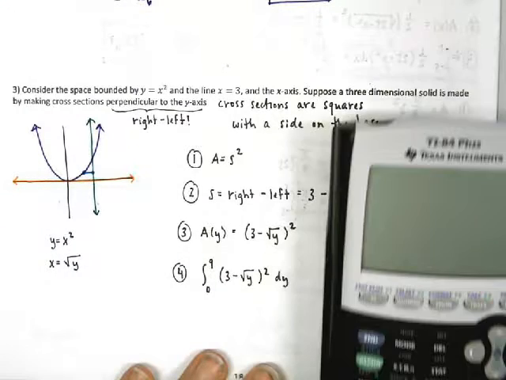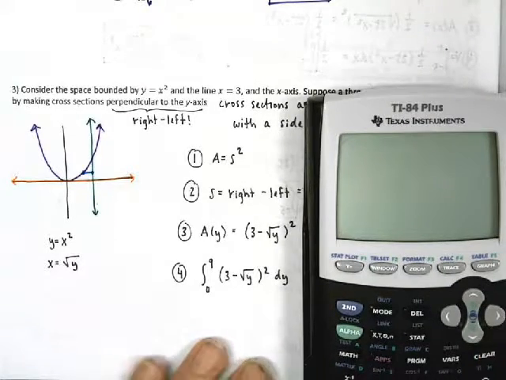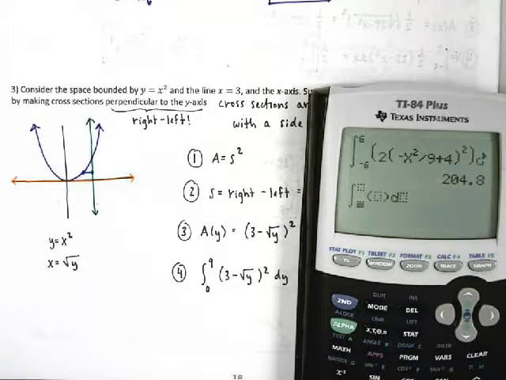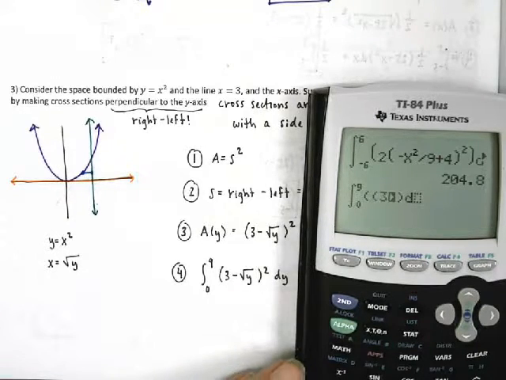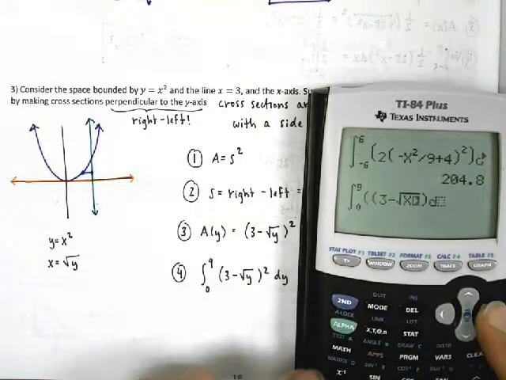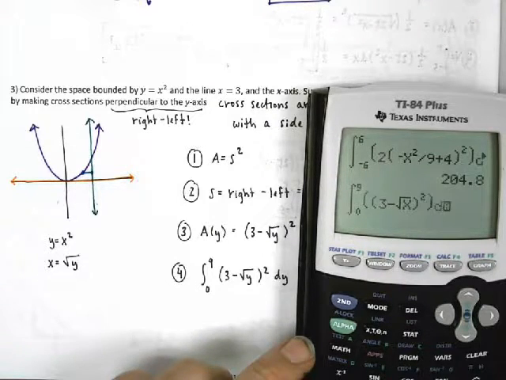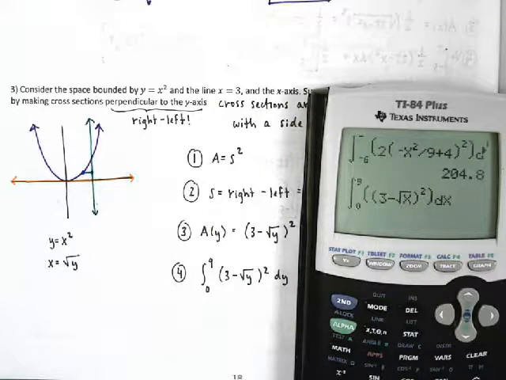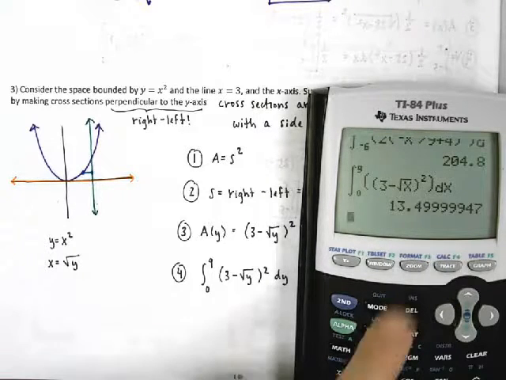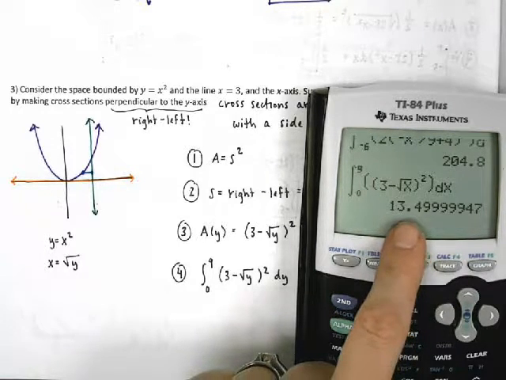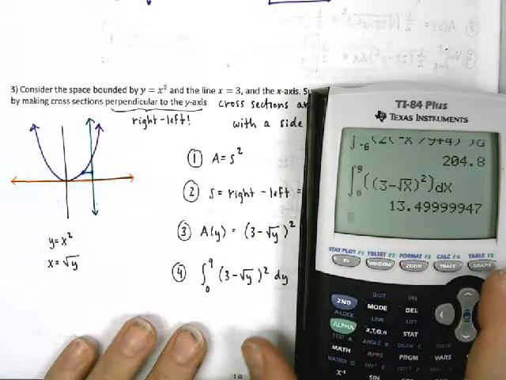So now we're just going to go ahead and do this in the calculator. Math 9, we're going to go from 0 to 9. Let's see, I'm going to use parentheses here. 3 minus square root of x, quantity squared, dx. Okay, and we're going to get approximately 13.5.